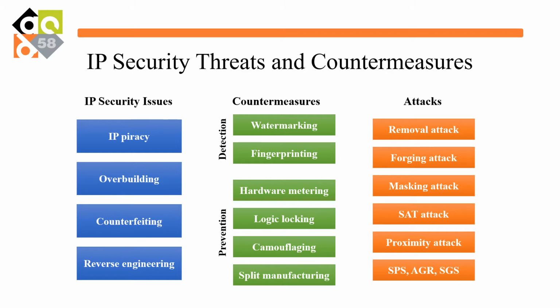Also, there are attacks introduced in the literature that try to bypass these countermeasures. For example, removal, forging, and masking attacks target the detection methods, and they try to remove the signature, forge it, or mask it, and avoid the detections. Or, for example, the SAT and proximity attacks try to unlock the design that is locked through logic locking.